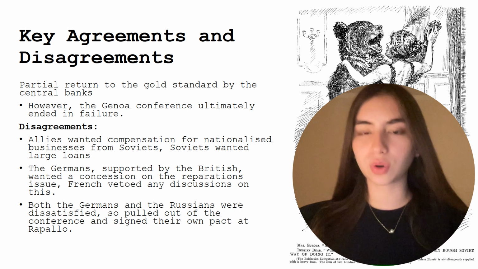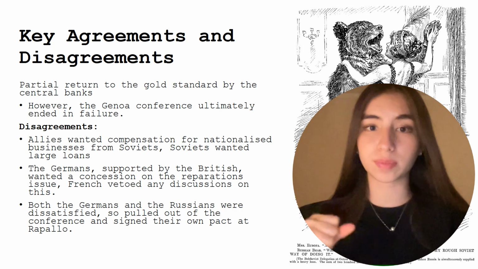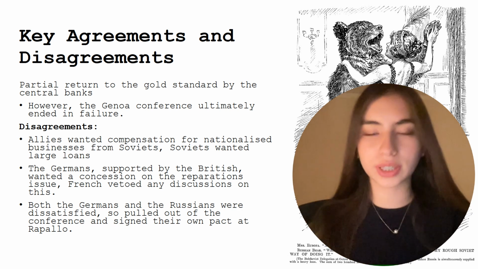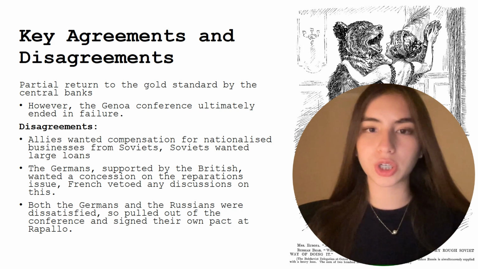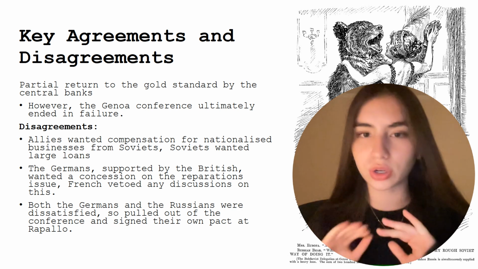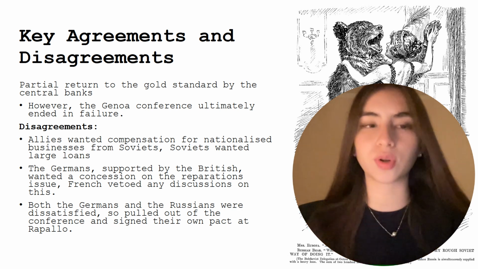We also have the strong Franco-German differences. The Germans, who were actually supported by the British in this, wanted a concession on the reparations issue. The Germans were being crippled by the reparations that the French demanded of them. However, the French vetoed any discussions of this. They said, no, we're not hearing this. We are not changing anything with the reparations. Germany, you must pay them in full. We're not going to help you in any way.